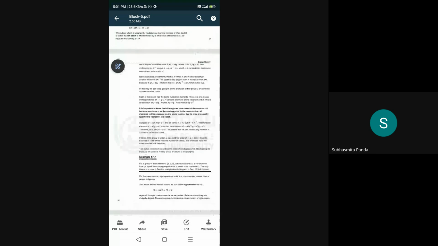And it is important to know that although we have denoted the coset as aH because we chose a as the starting point in the construction, all elements in this coset are on the same footing, that is, they are equally qualified to represent the coset.